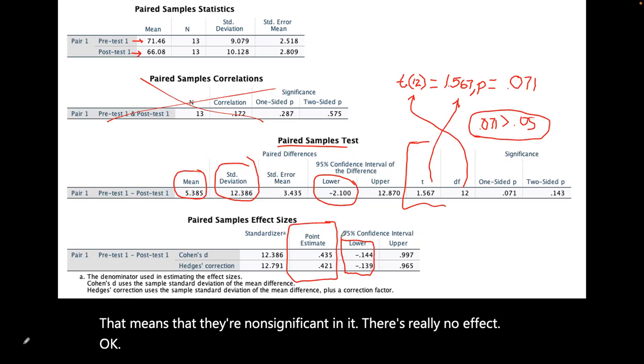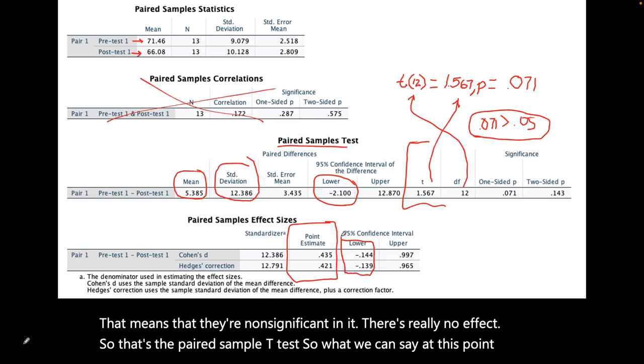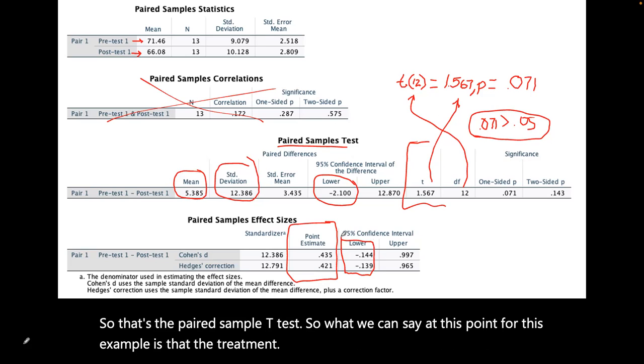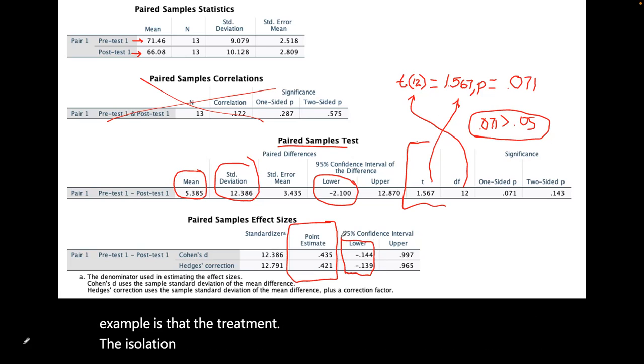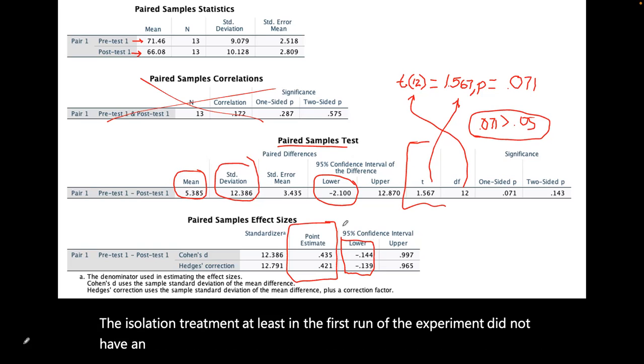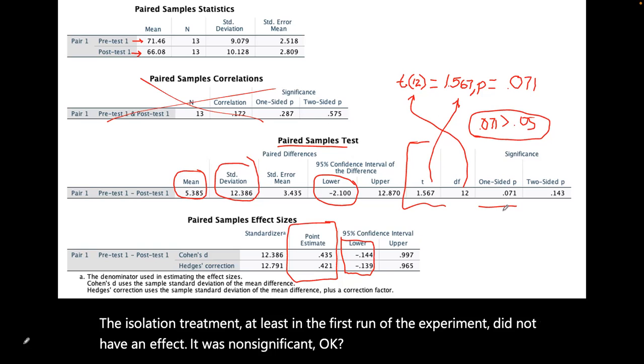So that's the paired sample t-test. What we can say at this point for this example is that the isolation treatment, at least in the first run of the experiment, did not have an effect. It was non-significant. All right, so let me get out of there.